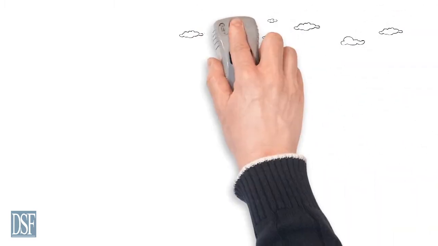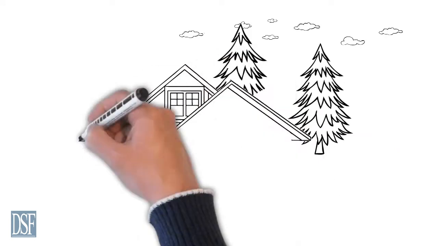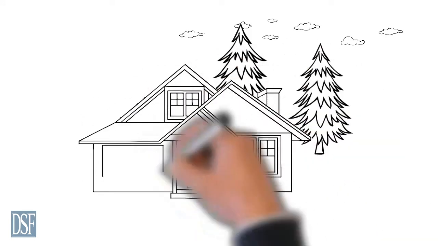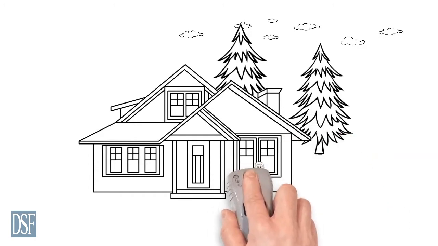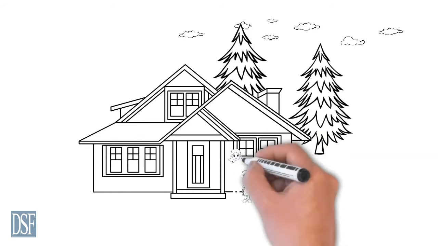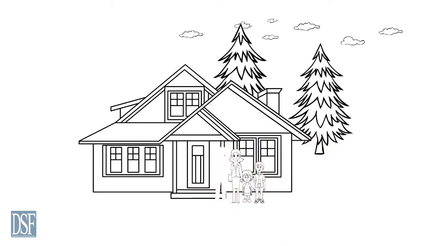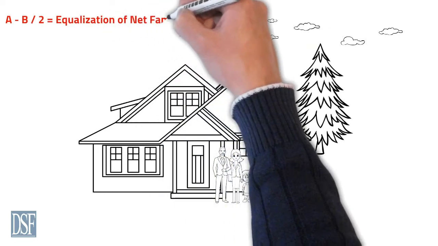One of the most common questions when separating in Ontario is how do we divide our property? In some situations, this can be very complicated, but for the average couple in Ontario, we're dealing with a numbers game and a very simple mathematical formula, which we call the equalization of net family properties.